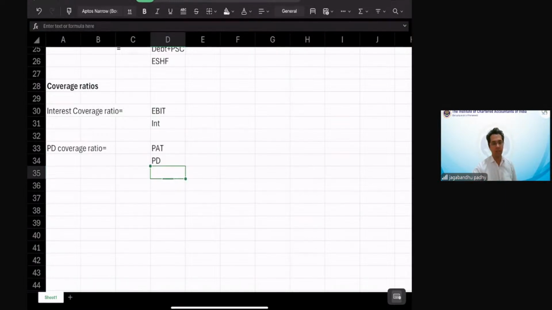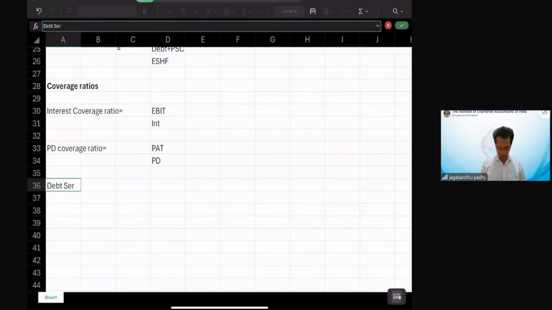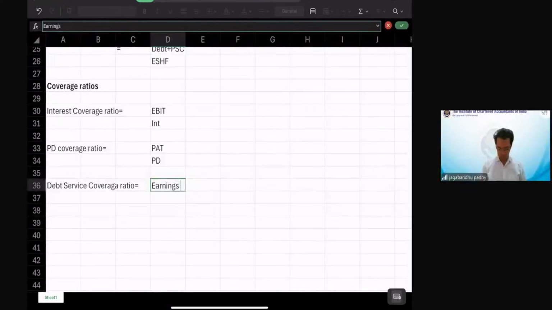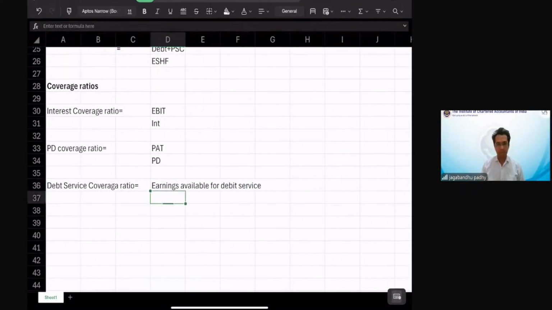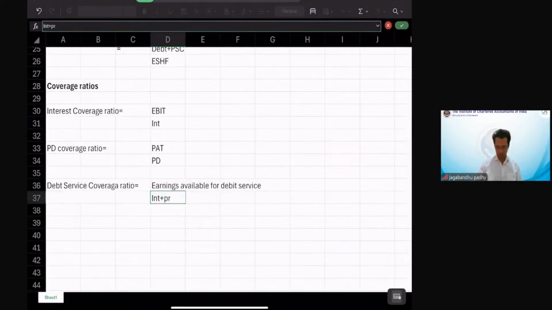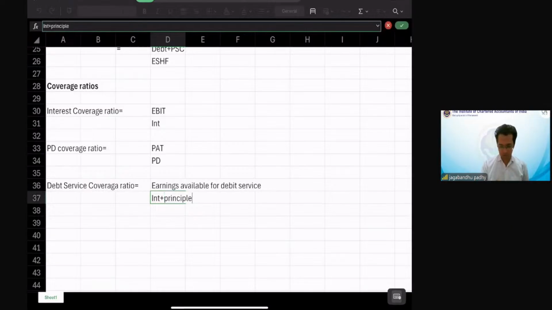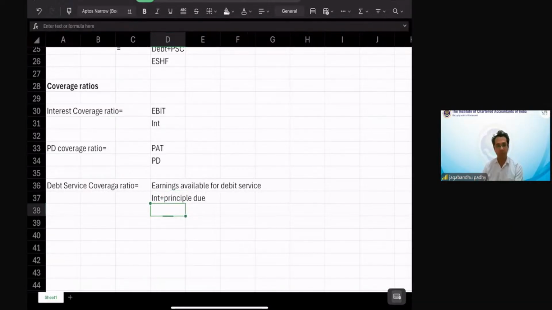Then we had the debt service coverage ratio, right? The debt service coverage ratio will be earnings available for debt service divided by interest plus principal. We're talking of principal due, right?